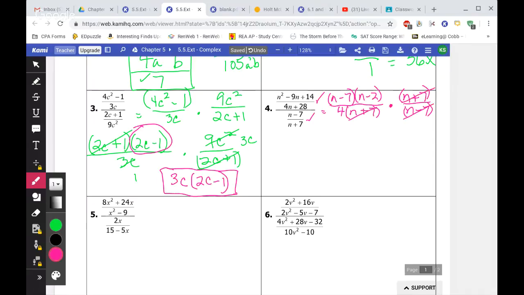I can cancel the n plus 7, and I can cancel the n minus 7. And what does that leave me? On the top, I have n minus 2. Remember, that's a term all over 4. So that is my final answer.